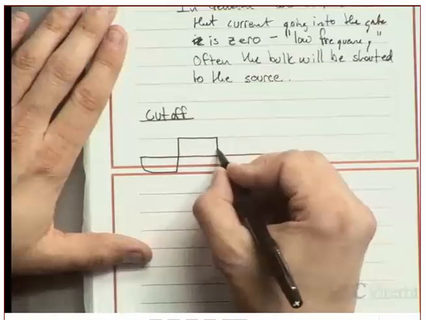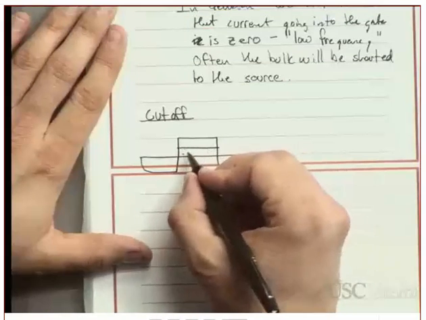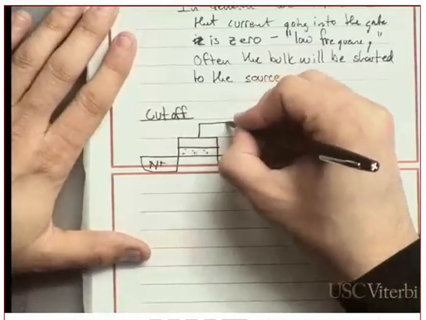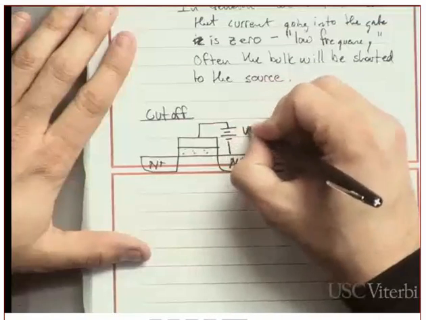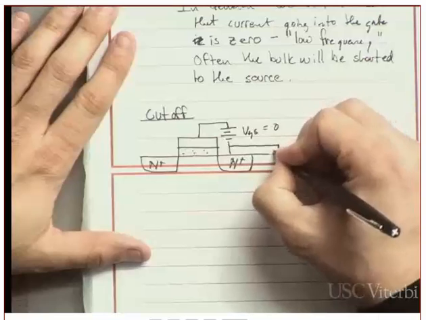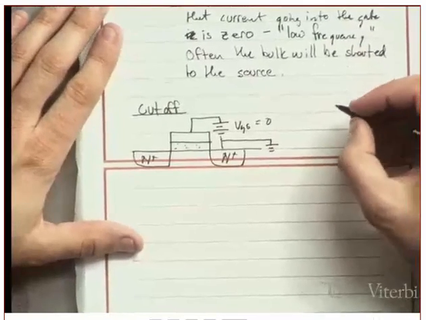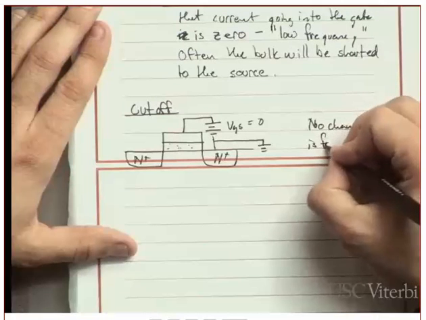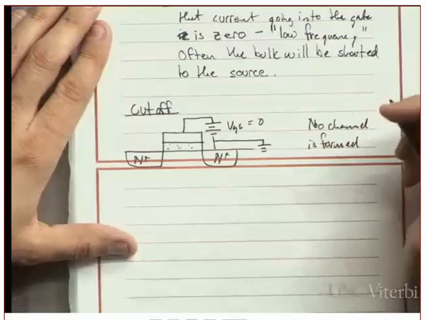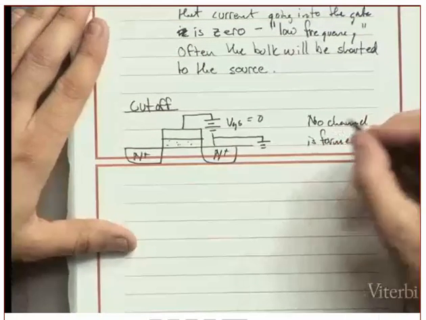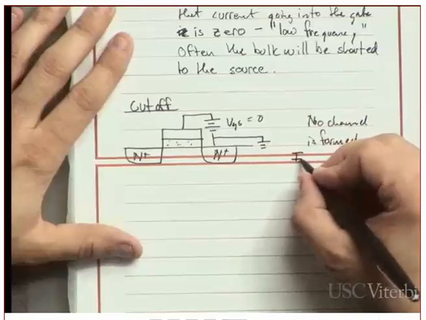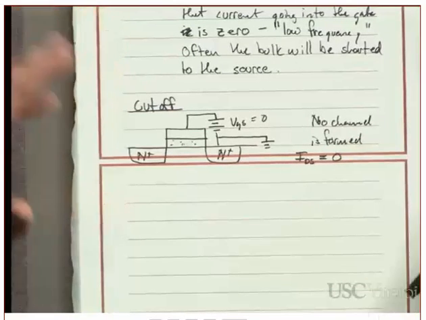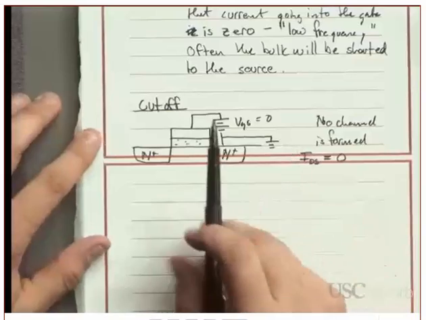Let me draw my transistor again, just to remind you what's happening. In cutoff, essentially, VGS is zero for our argument's case. No channel is formed. And in this case, we use the simplest model possible for the current traveling between the drain and the source, and we say it's zero. So mathematically, when we're doing a simple analysis by hand, we're going to assume that in this case there's no current.